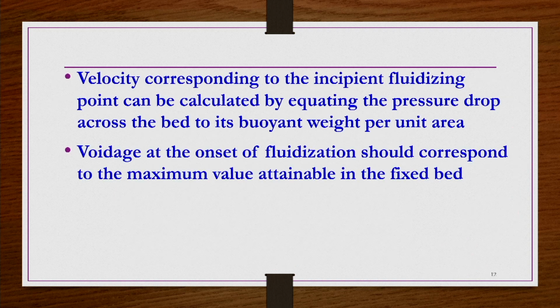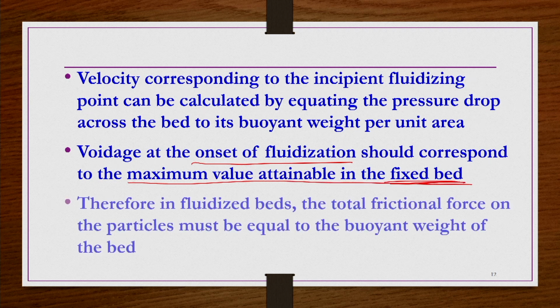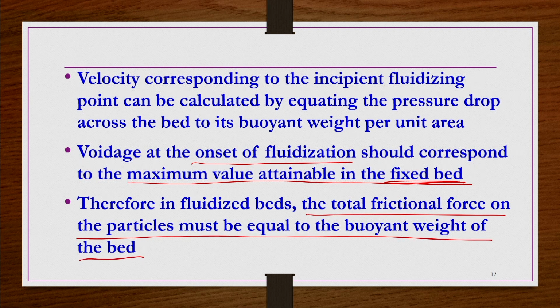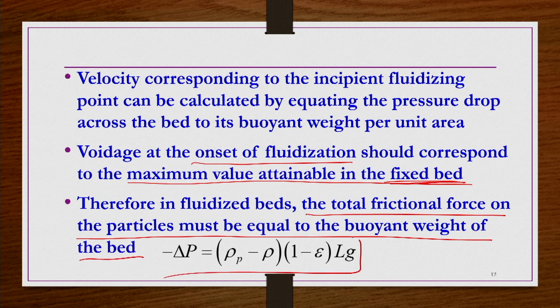Okay. So the velocity corresponding to the incipient fluidizing point can be calculated by equating the pressure drop across the bed to its buoyant weight per unit area, and the voidage at the onset of fluidization, or the incipient point, should correspond to the maximum value attainable in the fixed bed conditions. Therefore, in the fluidized bed, the total frictional force on the particles must be equal to the buoyant weight of the bed. When you do this, you will get this expression. We are going to derive this one anyway.